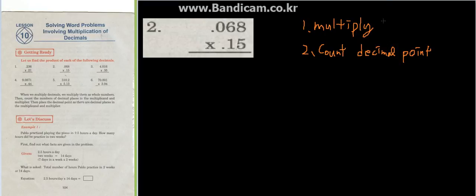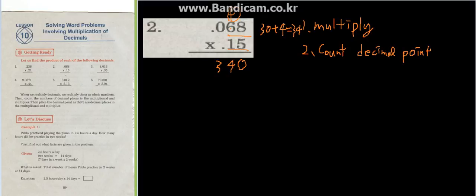First, we just multiply. Whether there's a decimal point or not, just forget about the decimal point and calculate. So think of it as multiplying 68 and 15. 8 multiplied by 5 is 40, so we write down 0 here and 4 over here. And 6 multiplied by 5 is 30, and we add the 4, which is 34. So we write down 34.